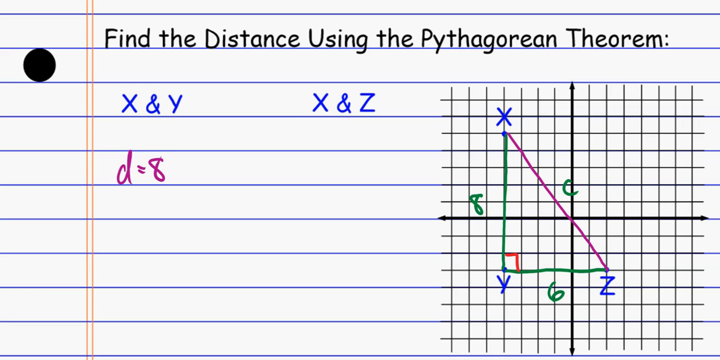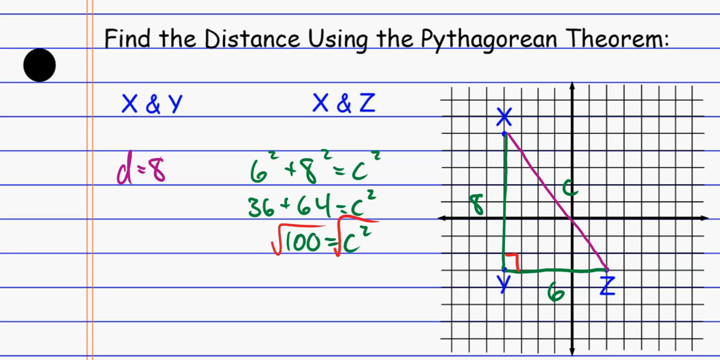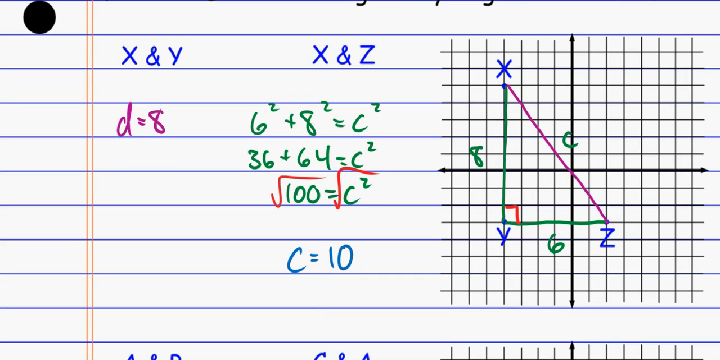To find the length of C, I'm going to use the Pythagorean theorem. Leg squared plus leg squared equals the hypotenuse squared. So 6 squared plus 8 squared equals C squared. I simplify: 36 plus 64 equals C squared. That's 100 equals C squared. Once again, to solve with my Pythagorean theorem, I take the square root to get rid of the square. So I find out that C equals 10. So the distance here is 10 units.